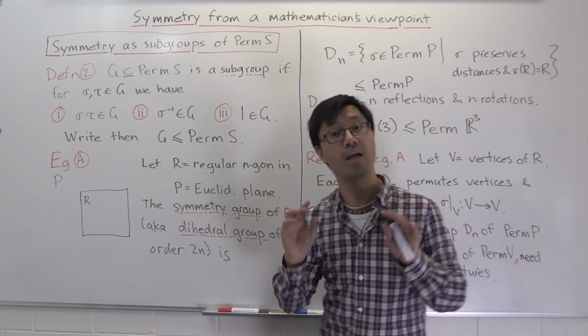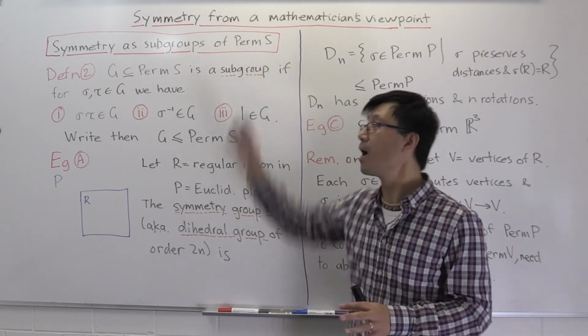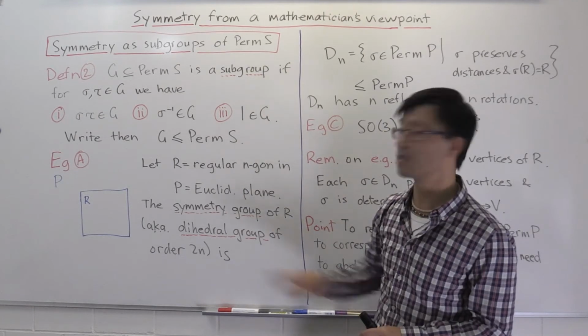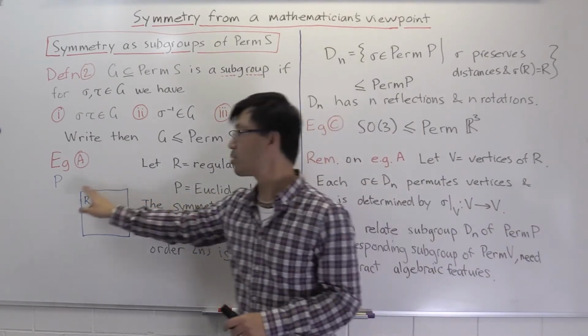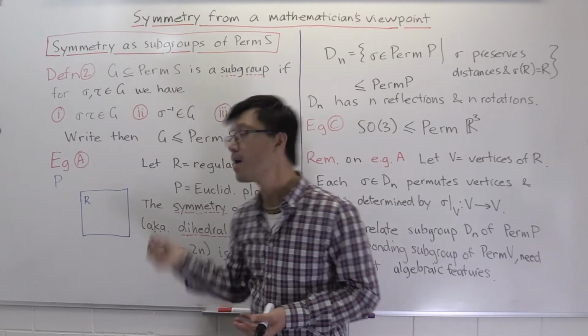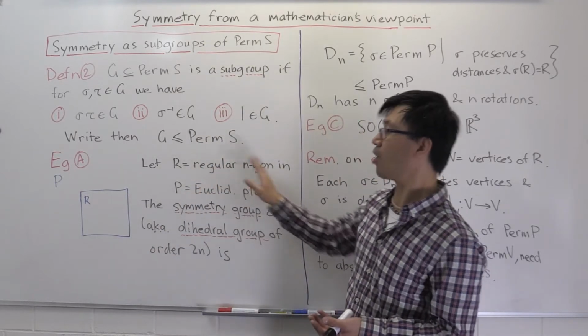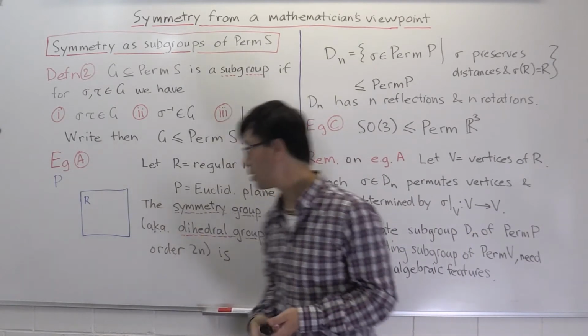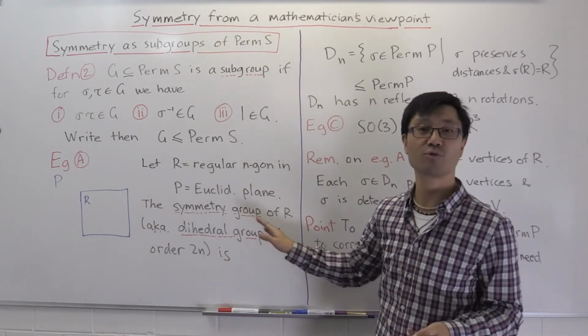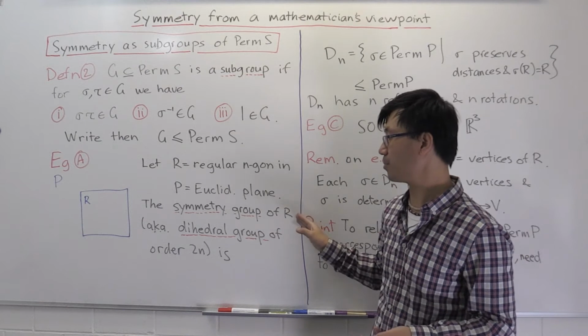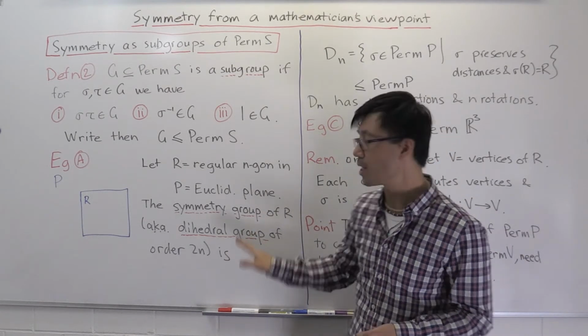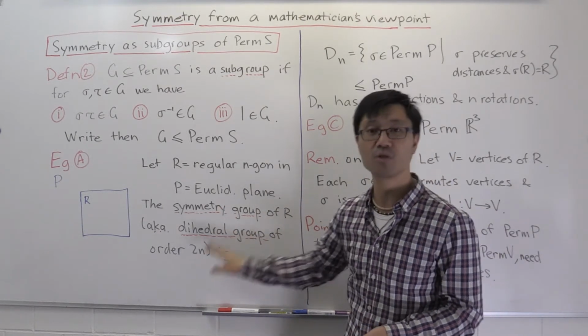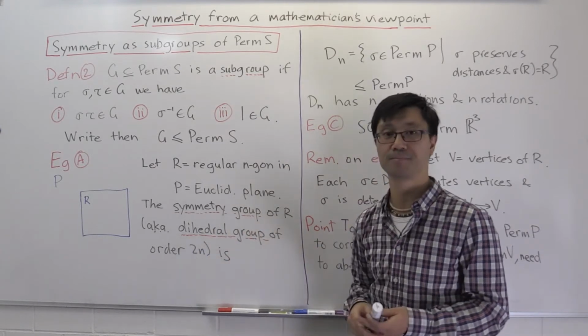So let's see how our examples fit into this framework and definition. Let's look slightly more generally. Before we looked at the symmetries of the square, let's look at a regular n-gon R inside the Euclidean plane P. So what's the symmetry group of this regular n-gon? Another name for this that mathematicians use is the dihedral group of order 2n.